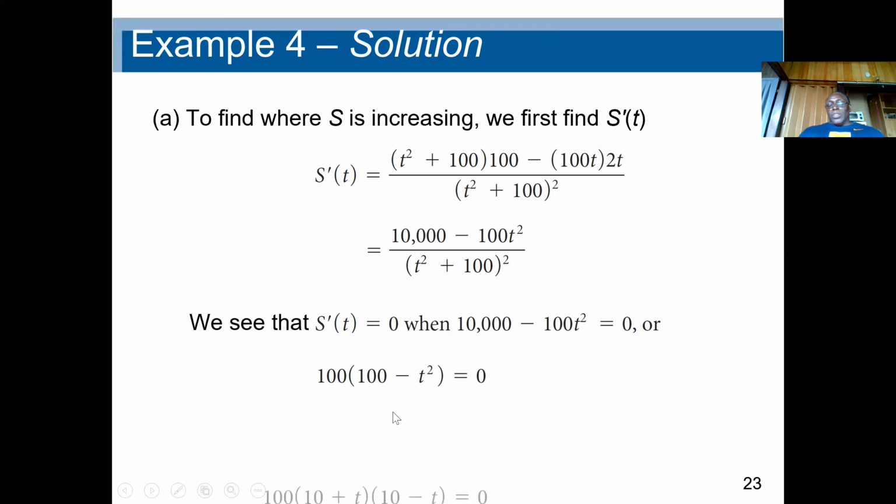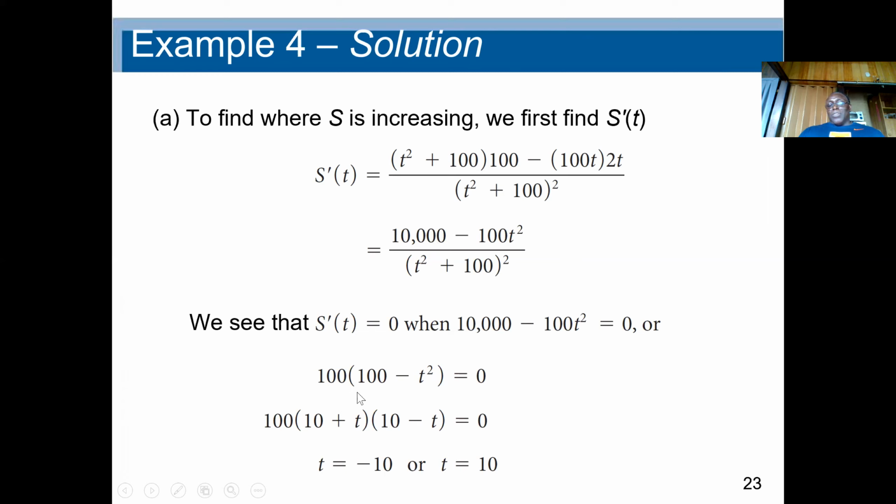And then we solve for the value of t. We get 2t = -10, +10. I'm not going through this because this is pre-calculus. For example, if I have this equation here, when I set it equal to 0, I cross multiply: (t squared plus 100) all squared multiplied by 0 gives me 0. So automatically I'll get 10,000 minus 100t squared equal to 0.